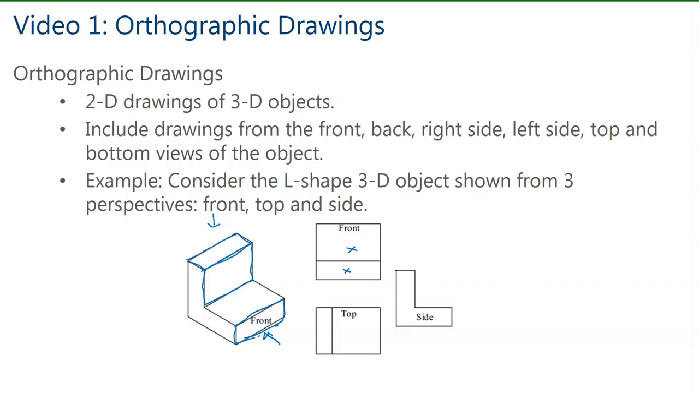Now if I were looking at the top, looking down at the object, I would see this rectangle here, and then next to that I would see a larger rectangle, as shown in the diagram. Now from the left hand side, I would see this L shape, which we see here.